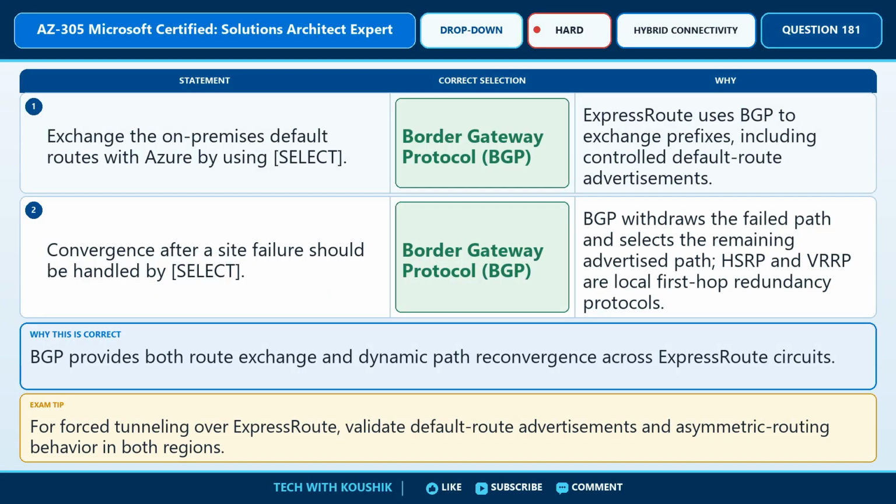For Statement 1, select Border Gateway Protocol, BGP. ExpressRoute uses BGP to exchange prefixes, including controlled default route advertisements. For Statement 2, select Border Gateway Protocol, BGP. BGP withdraws the failed path and selects the remaining advertised path. HSRP and VRRP are local first-hop redundancy protocols. Remember this distinction for the exam. For forced tunneling over ExpressRoute, validate default route advertisements and asymmetric routing behavior in both regions.